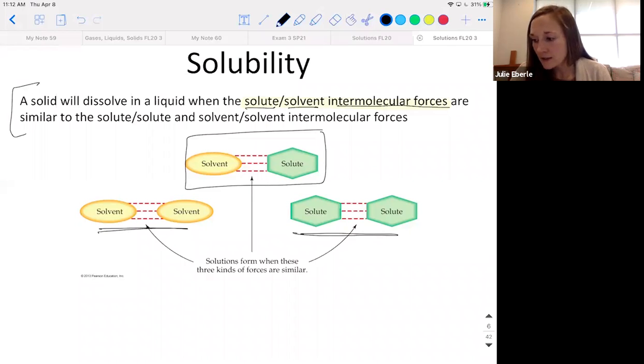So if these types of interactions are nonpolar and these are also nonpolar, then they'll mix, and you have the same kind of interactions between the solute and the solvent. But if one's polar and one's nonpolar, they don't. That's just a visual of what we said above with like dissolves like, all right?